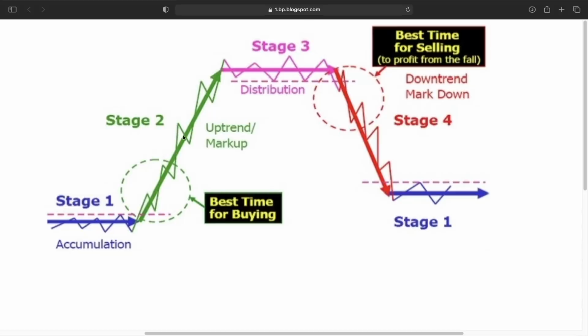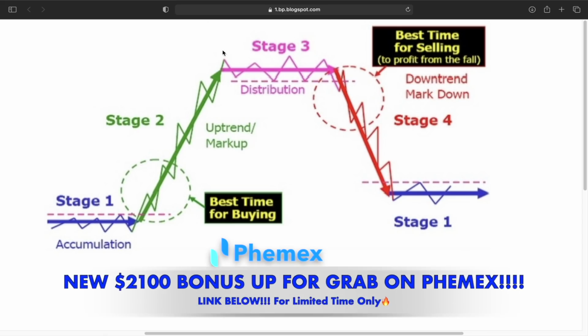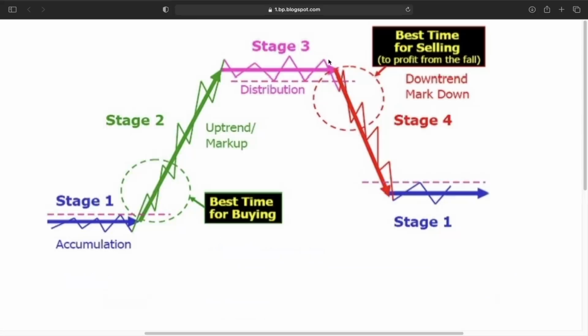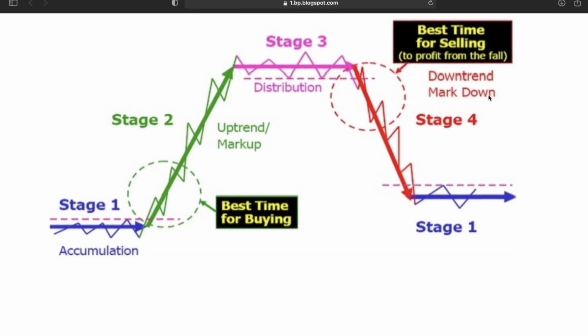After this accumulation phase, we have this stage 2, which is the markup phase. After markup phase, we have again stage 3, which is more of a distribution phase, and after that we start this downtrend, which is the stage 4, the 4 different stages of market cycle. And after this 4th stage, this scenario is going to repeat again and again.